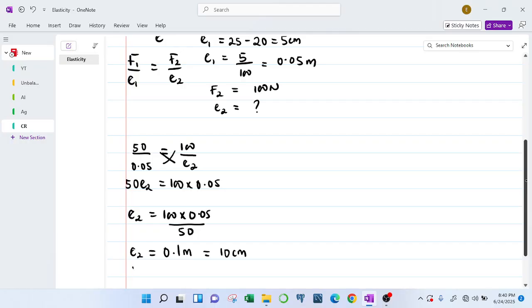So automatically, they ask for the length. What is now the length? Length is the initial length plus the extension. The initial length was 20. The extension is 10. So the new length now has to be 30 centimeters.